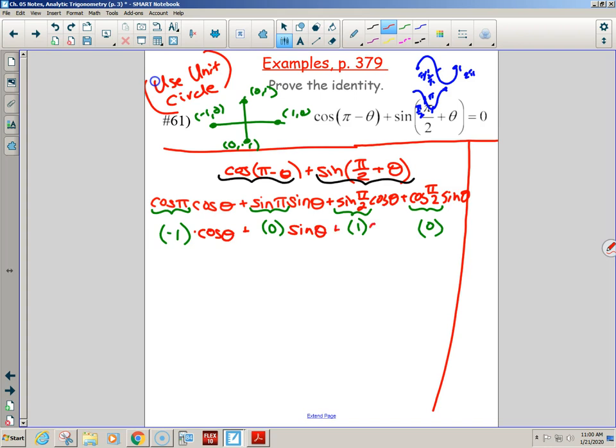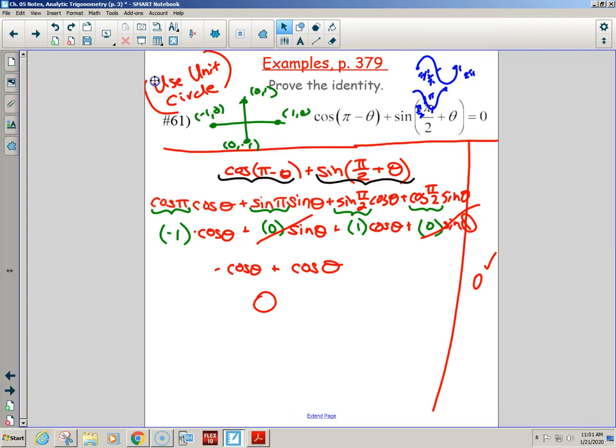Just quick reminders. Filling in. Seems annoying until you start realizing anything times 0 is gone, right? So all I have left is negative cosine plus cosine. Oh, what's negative cosine plus cosine? They cancel each other out. Which will always occur regardless of whatever is in the theta position. That's why it's an identity.